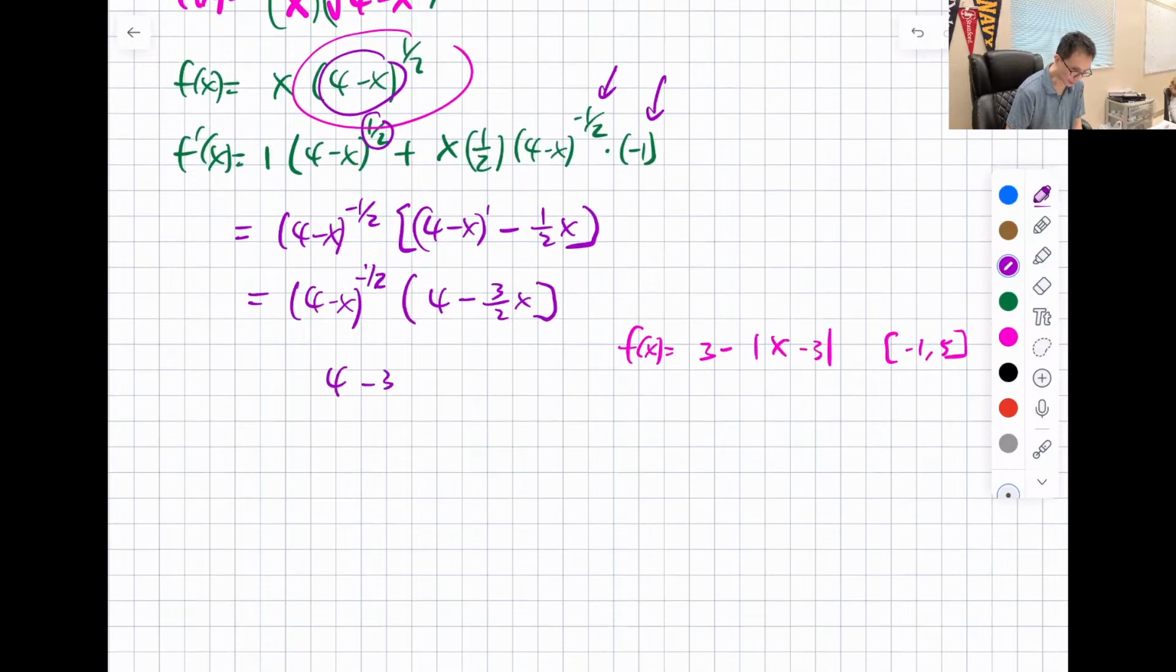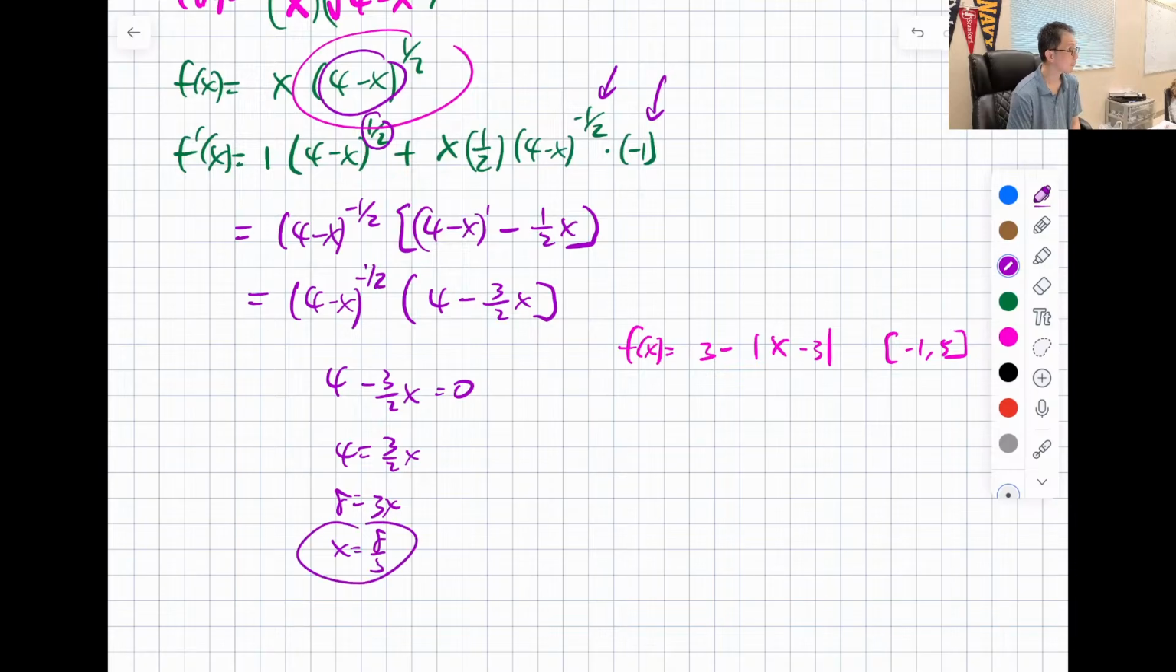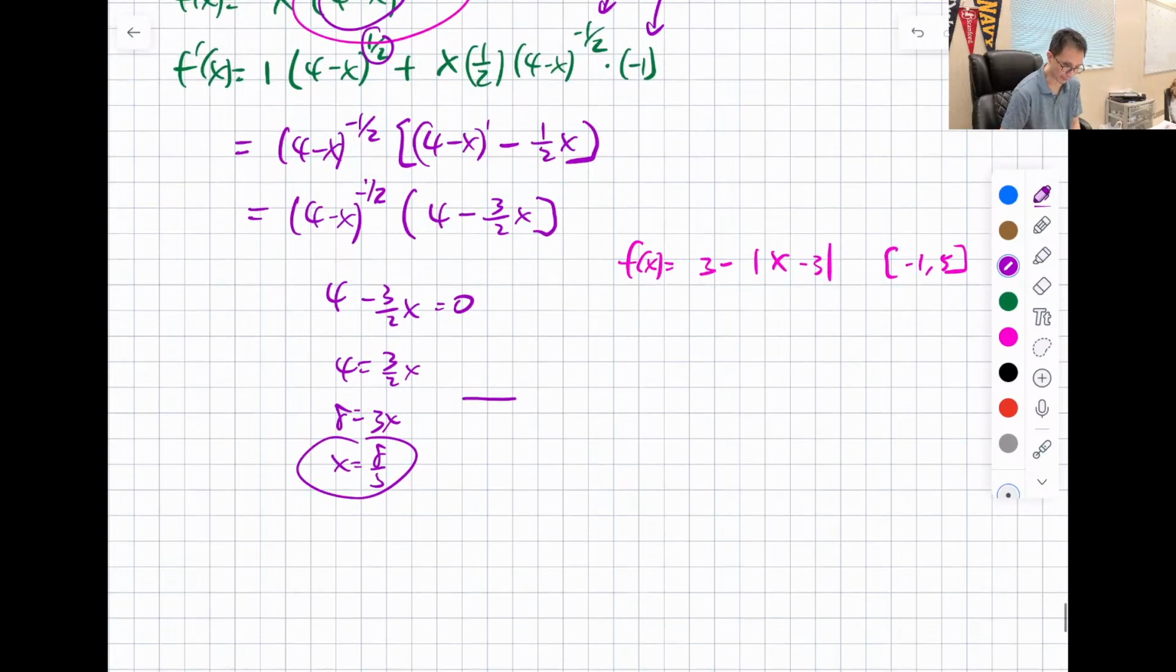4 minus 3 over 2x is equal to 0. So 4 equals 3 over 2x. 8 equals 3x. x equals 8 over 3. And that's how you get 8 over 3. And you have to test, because they say x is less than 3 or greater than 3. I forgot. So I'm going to do 3 and 8 over 3.